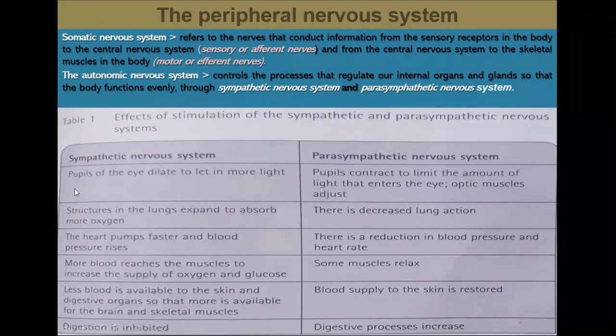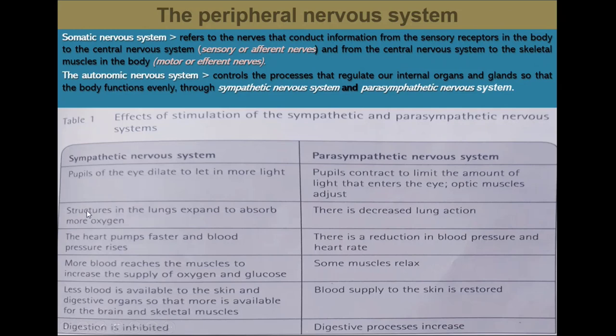When you are in danger, the pupils of your eyes dilate to let in more light. You open your eyes wider, your pupils widen, because you are shocked by something. That is sympathetic. But suddenly, if the danger goes away, pupils contract to limit the amount of light that enters your eye. The optic muscle adjusts the amount of light. That is parasympathetic. Under sympathetic, more light enters.